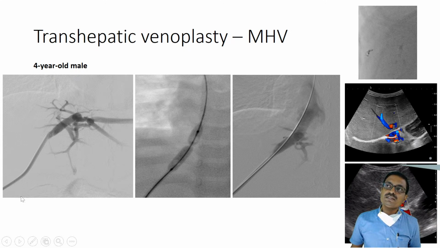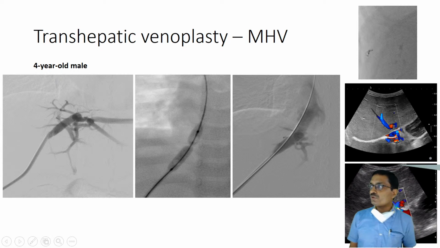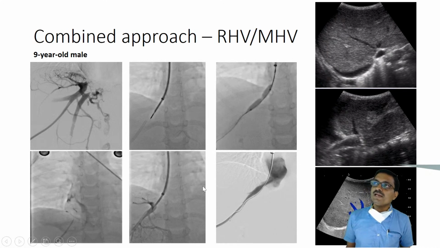And so here you can see we punctured the liver, punctured the hepatic vein transhepatically. We placed our sheath, and the venogram shows occlusion, and then we passed our balloon to do a venoplasty. After the procedure we can see good flow across, and the Doppler also shows good flow within the vein.